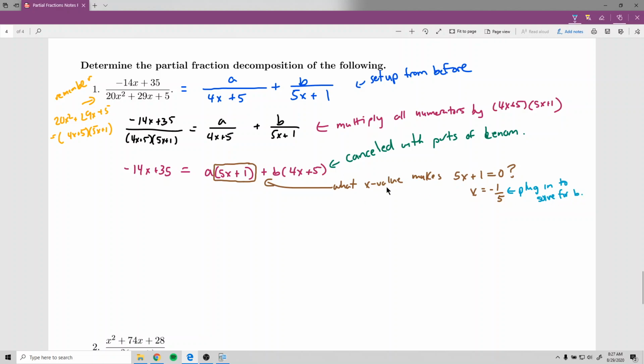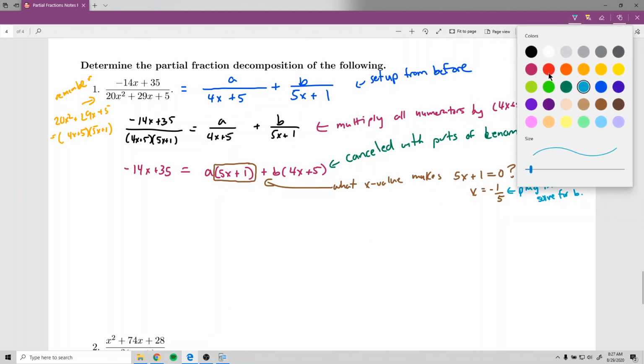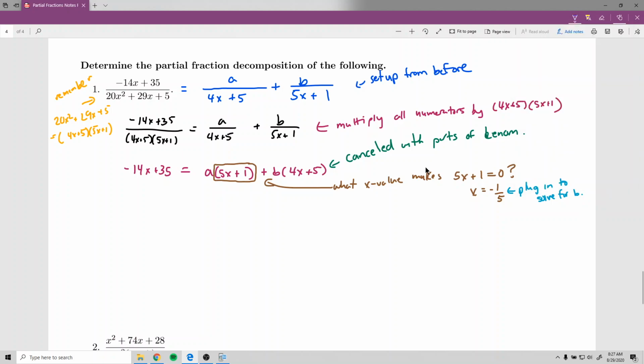All right, now because of the way this one works, plugging in a fraction can be a little messy, but especially with a problem like this, you want to be really careful, so use your calculator as you need to. All right, so I'm going to plug in x equals negative 1 over 5 into the equation. We get negative 14 times negative 1 over 5 plus 35 equals, even though I know I chose this to make this part 0, I'm going to just write it in for this first one.